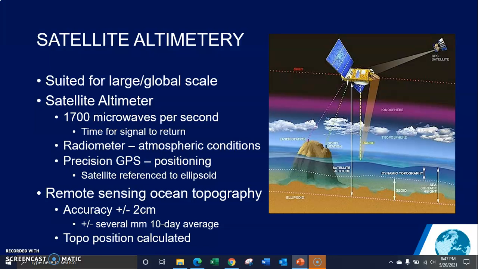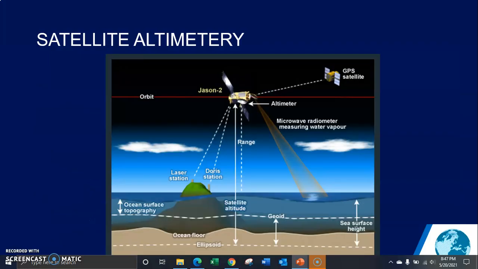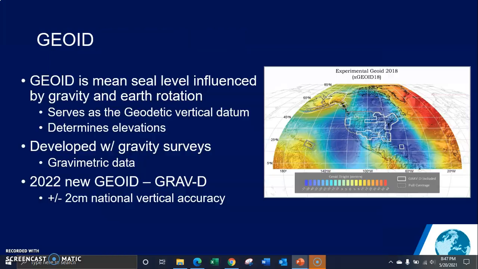Now, the accuracy from a single measurement is plus or minus 2 centimeters, which is pretty incredible all the way from space. But if they actually average 10 days of data, they can get to plus or minus several millimeters, which is an incredible accuracy. And here we can see another diagram which highlights the functionality of this a little bit better.